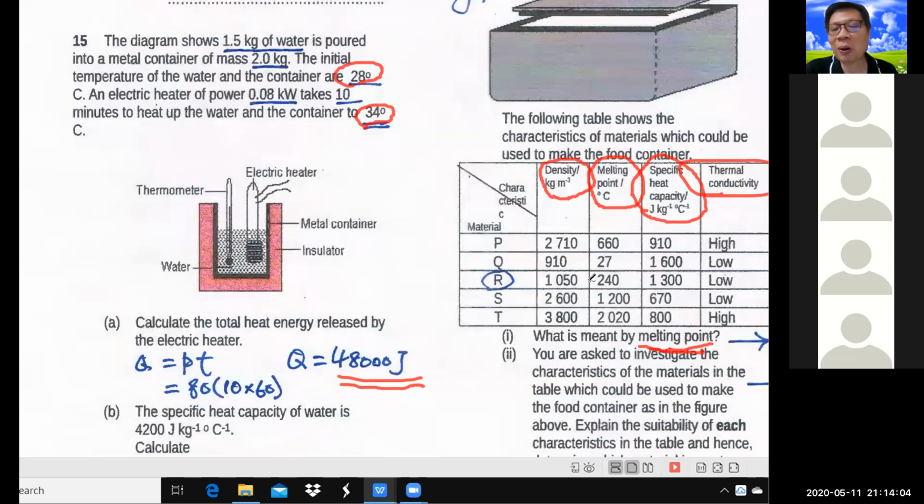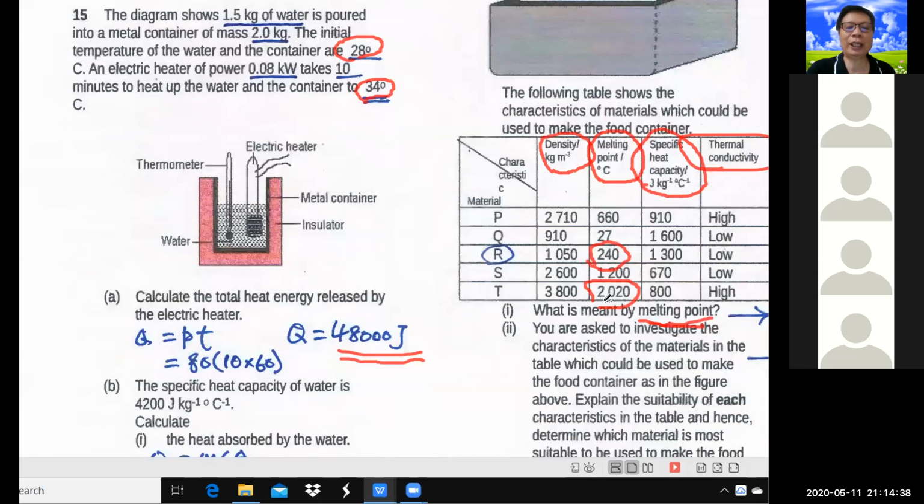There's no food with a temperature of 2,000 over, right? No need to choose this one. I think we choose 240, enough already. Most of our food or even soup, the temperature is only 100 plus, sometimes below 100, correct? So 240 as melting point is good enough already. It's good enough to withstand the food temperature.